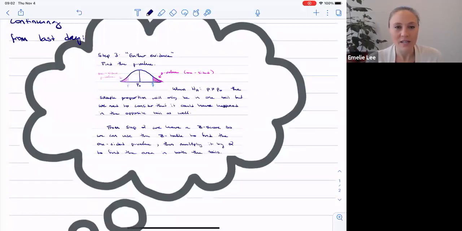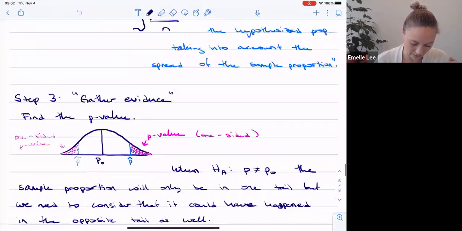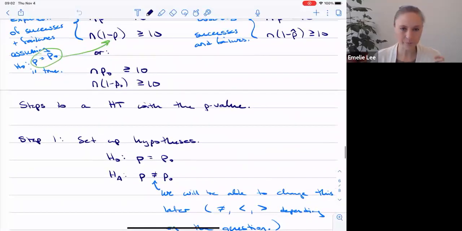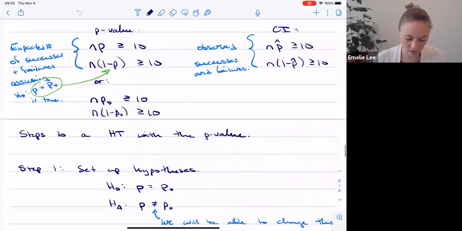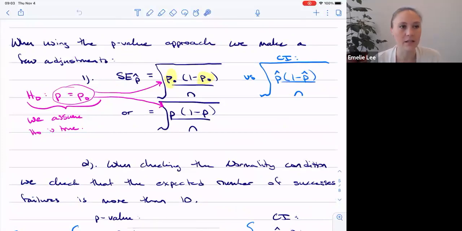So I just want to pick up from last day, because we were talking about, and I'll go back there, but I pulled in kind of where we left off. We were talking about the steps to hypothesis testing, the formal hypothesis test with a p-value approach, right? So when we use the p-value approach, we have to make a few adjustments to how we check the normality condition.